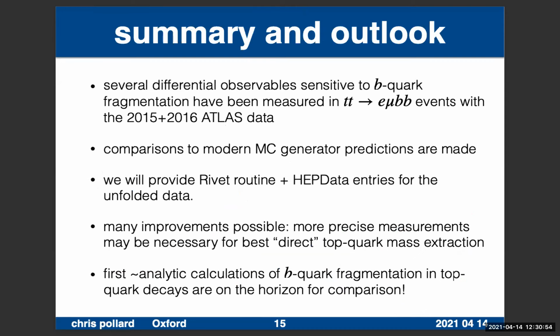So just in summary, several different observables sensitive to B-quark fragmentation have been measured for the first time in top decays with the ATLAS data. We made a bunch of comparisons to a lot of different MC generator predictions. We're going to provide a Rivet routine and HEPData entries for the unfolded data so that people can use this to tune their own predictions. And I think this is going to be quite important as the LHC continues to collect interesting data. Thanks very much.